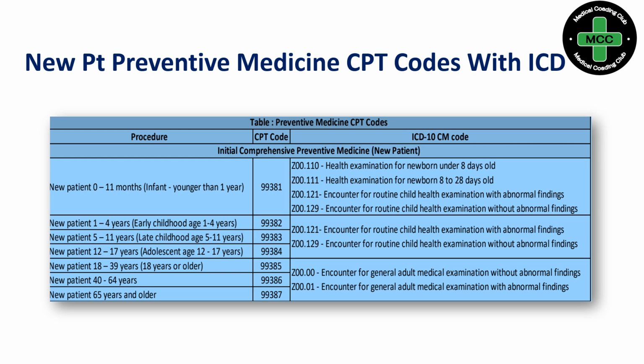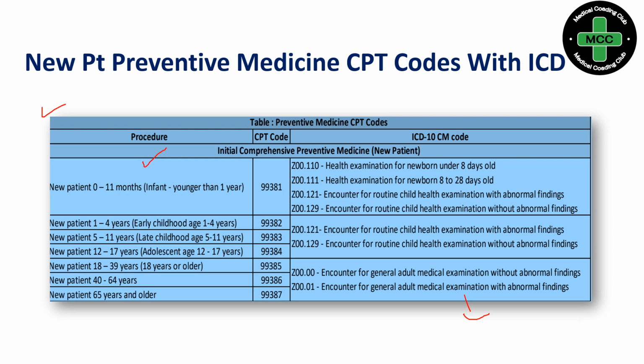So see here, now we'll see the ICD codes. Whenever we are billing for preventive medicine, ICD plays a very important role. If you see this, all of these encounter for health examinations are first listed ICD codes. We will bill this ICD as a primary diagnosis. And also these ICDs are age specific. So that is why it is important, whenever we are billing for a preventive, we have to check the patient age both for CPT as well as ICD.